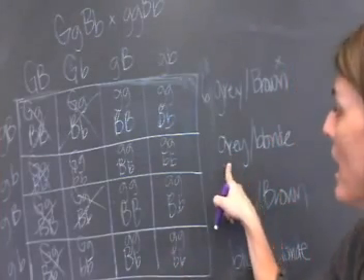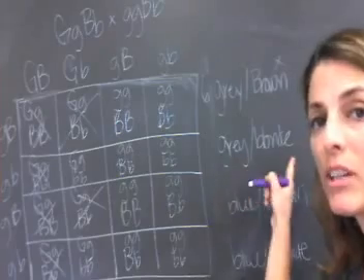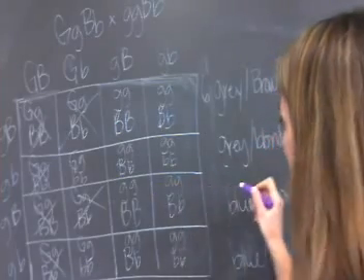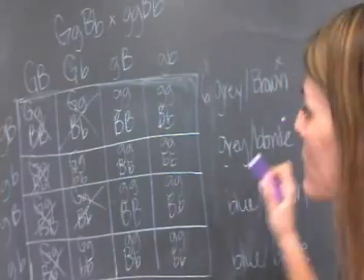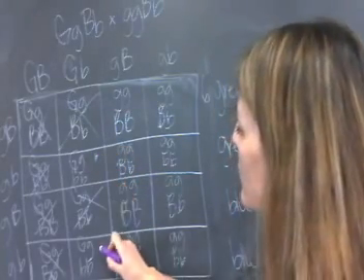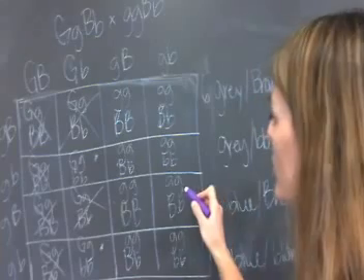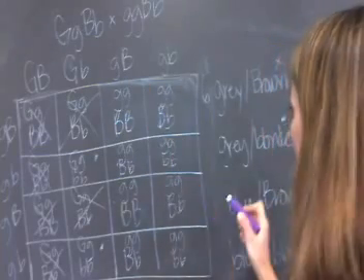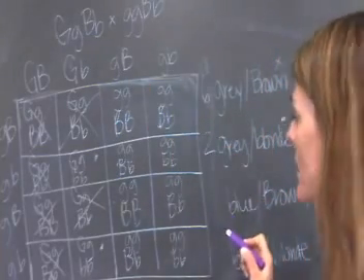These guys are going to have a dominant G in them, but no big B's at all. So let's put a little dot in those. 1, 2. These guys don't have any big G's, so just 2 out of 16.